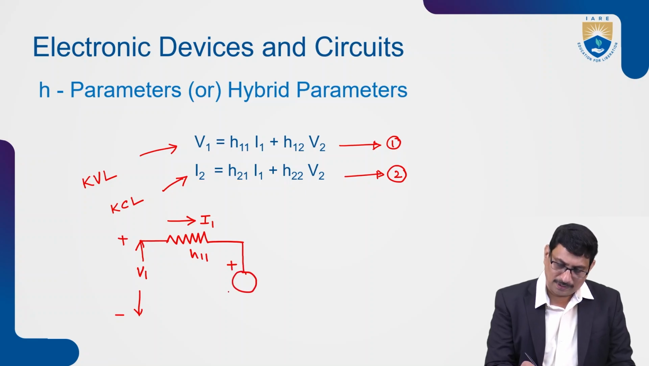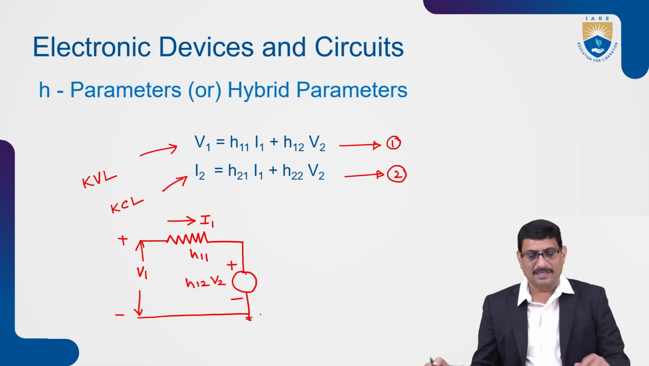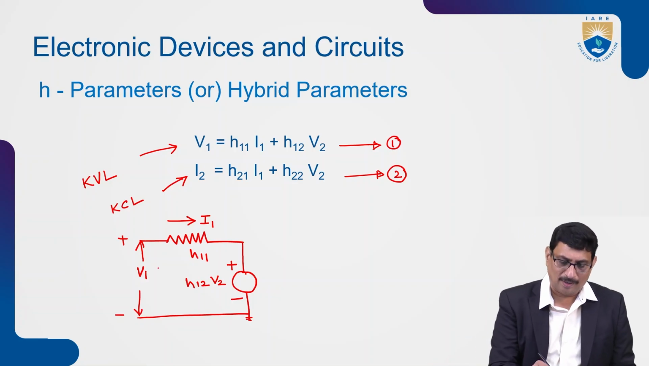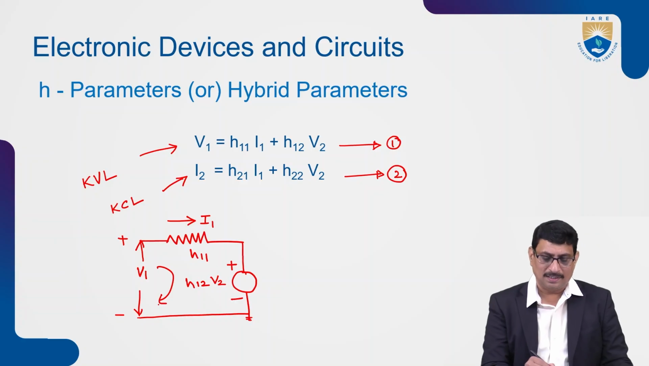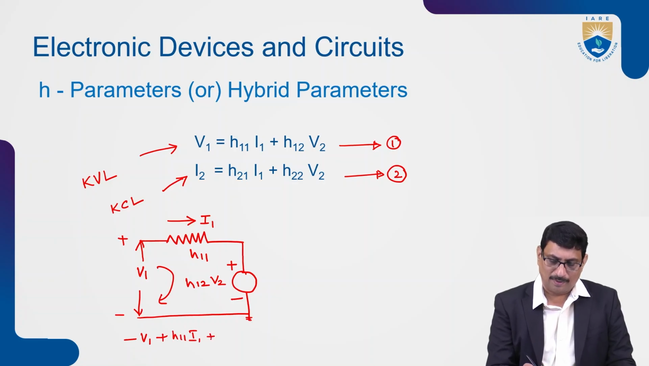I will take the voltage source with this polarity as H12 into V2. Now I will apply KVL for this circuit. If I apply the KVL, what equation will I get? Going from minus to positive, minus V1, and in the same direction the voltage drop H11 I1, and again coming from positive to negative, plus H12 V2 equal to 0. From this I can write V1 equal to H11 I1 plus H12 V2.